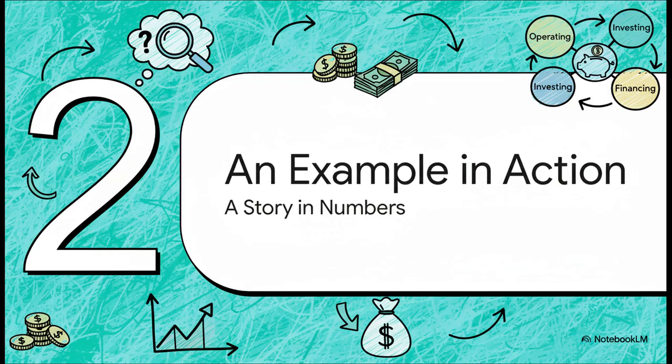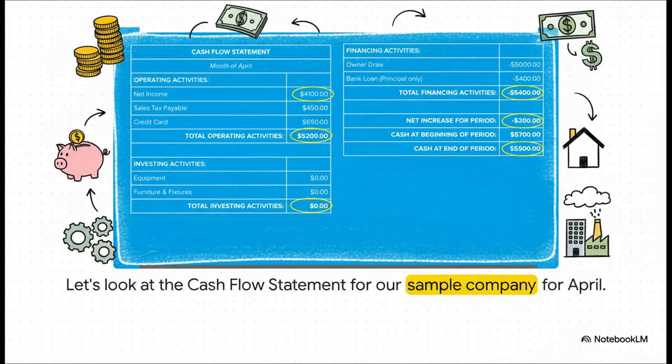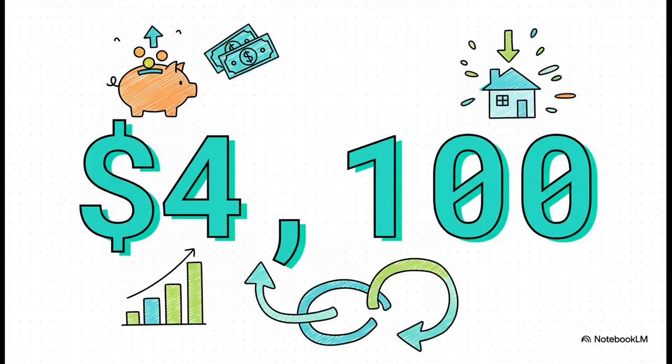We're going to walk through a sample company's cash flow statement and decode the story that the numbers are telling us. Okay, so here's the full statement for our company for 1 month, April. I know, it might look like just a wall of numbers, but don't worry. We're going to walk through the most important lines together and see if we can solve that profit versus cash mystery for them. Okay, let's start right at the top in the operating activities section.